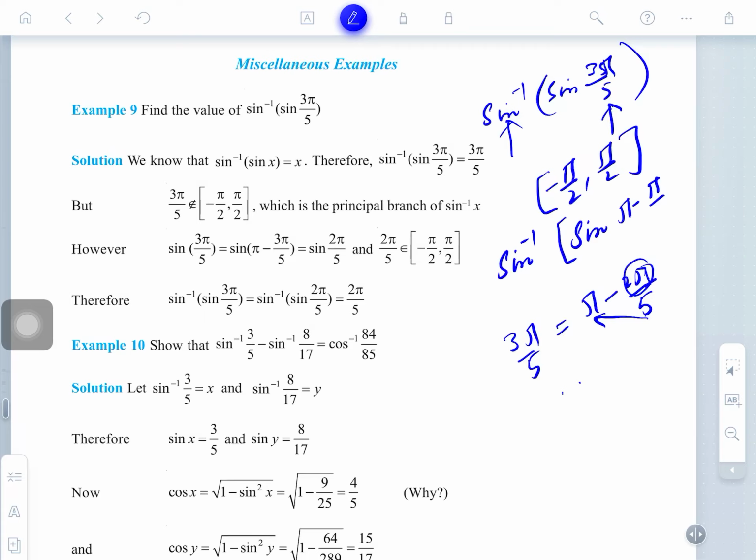What is pi by 5? Pi by 5 means simply 5 3s are 15, and 5 6s are 30, so 36 degrees is pi by 5. So 2 times 36 is 72. Is 72 coming in the range here? Obviously it's coming here. So you will take 2 pi by 5 here.